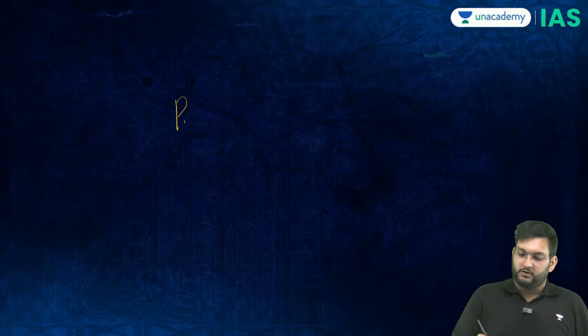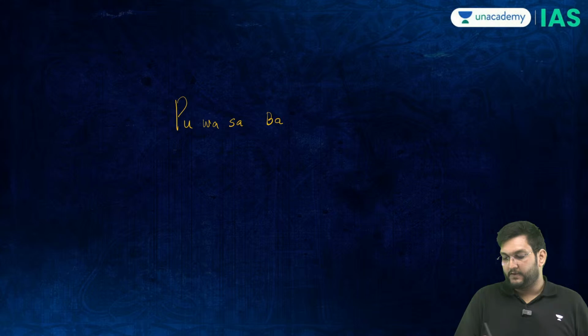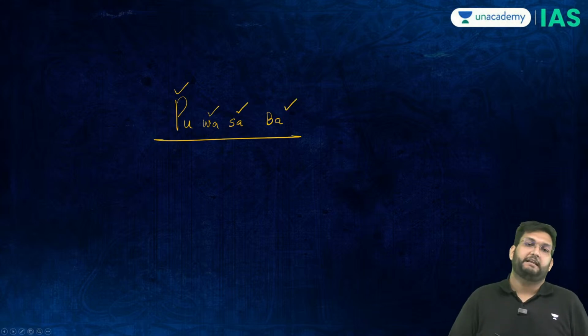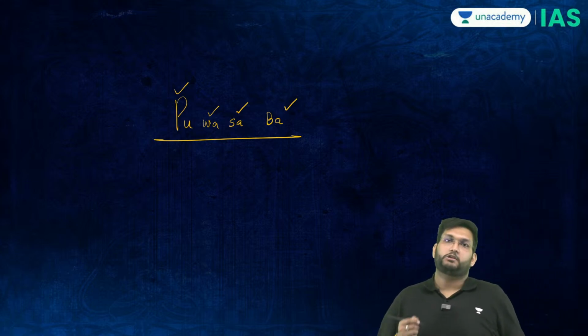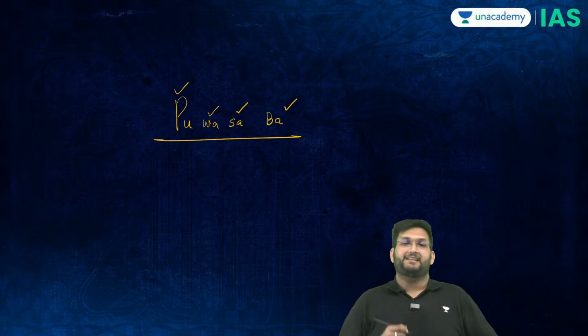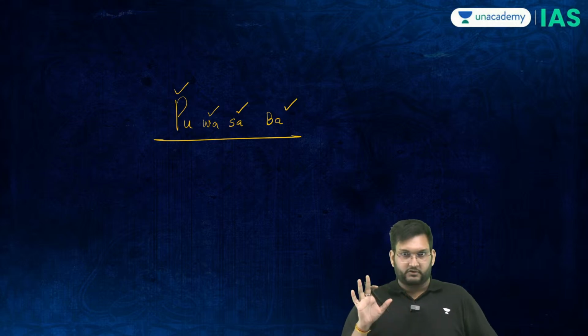In the Anglo-Maratha Wars, we have Pu, Va, Sa, Ba. Purandar, Vadgaon, Salbai, Basin. India's most important hope was lost because of infighting and the actions of Raghunath Rao and Baji Rao II. Sorted, everyone?